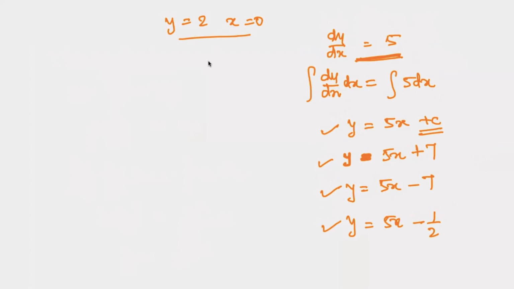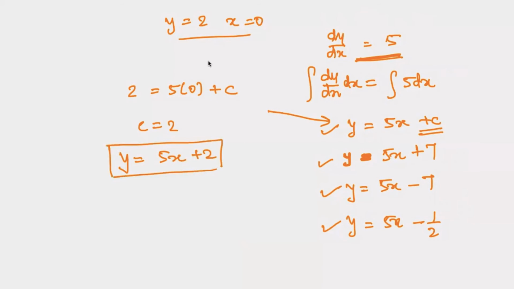Now if I substitute this information in my general solution, what do I get? 2 equals 5 times 0 plus c. If you simplify, you'll get c equals 2. So if I write down this equation, y equals 5x plus 2. Now this is a particular solution.